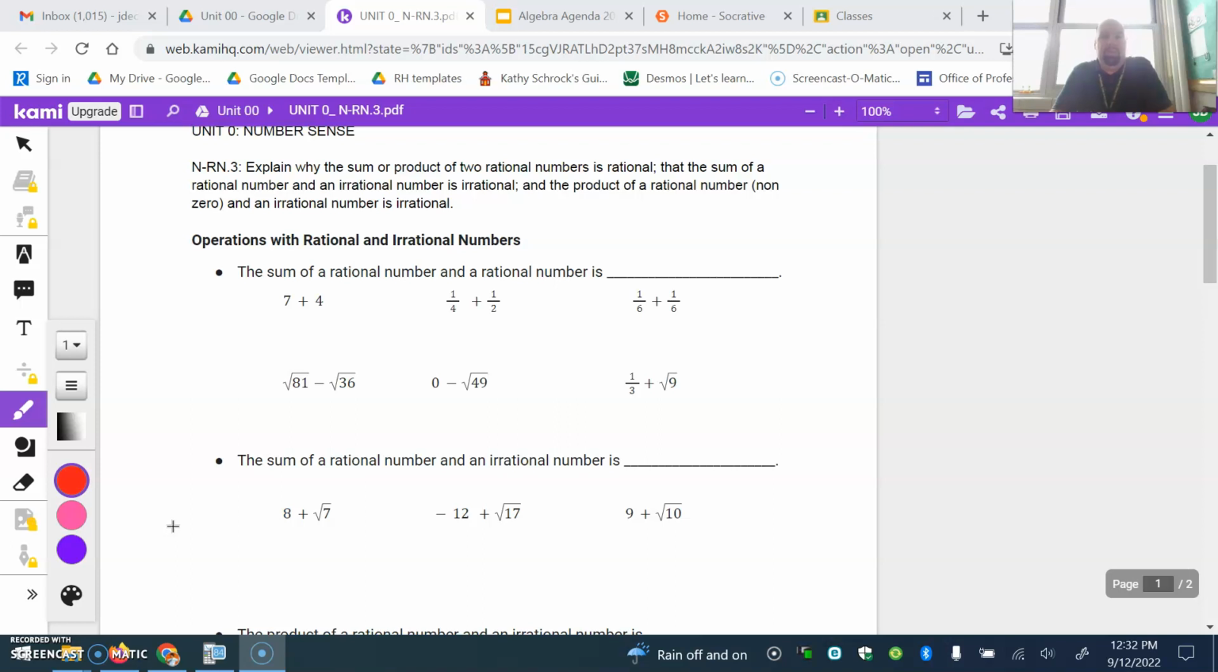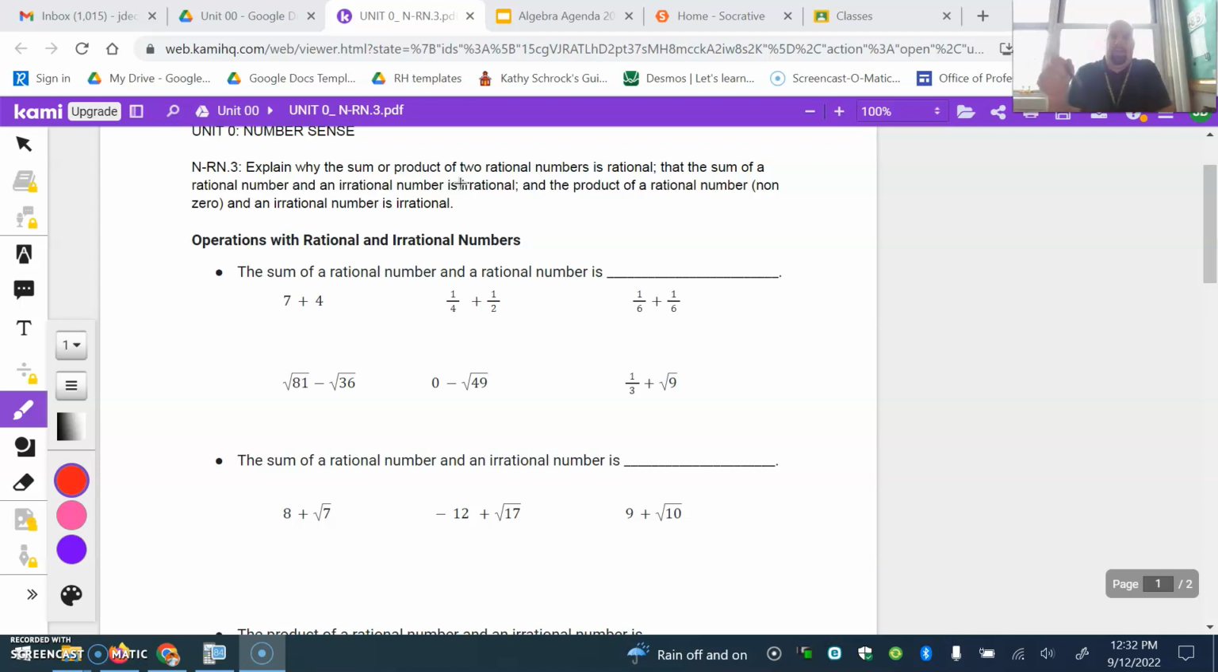This is the number sense practice worksheet that you were given in class that is also attached to the Google assignment in Google Classroom. All right, so really quick, I'm just going to explain the directions and then go ahead and get started. So at the top, it says explain why the sum or product of two rational numbers is rational, that the sum of a rational number and an irrational number is irrational, and the product of a rational number, non-zero, and an irrational number is irrational.